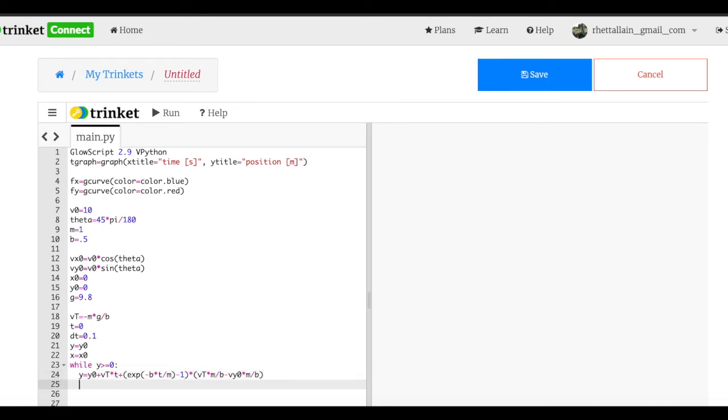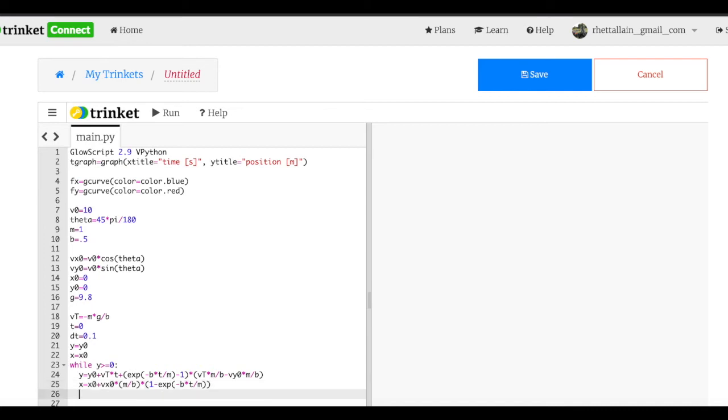Now I need to do the x. x equals x0 plus vx0. I did call it that, right? Yep. vx0 times m divided by b, that's in parentheses, times 1 minus exponential of negative b times t divided by m.